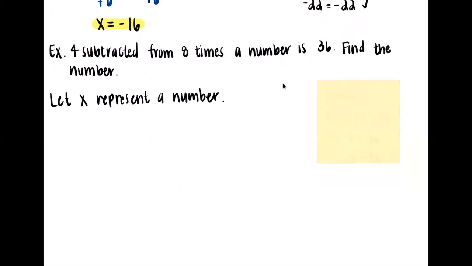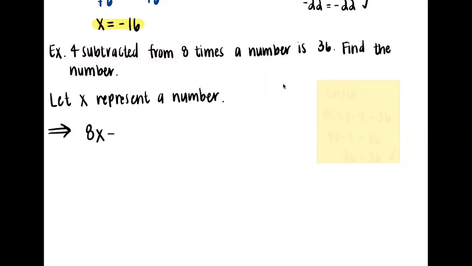So let's see what we have here. So far, we have 8 times a number. Let's go ahead and look at that first. So what is 8 times a number? Well, times implies which operation? Multiplication. So we know that it's 8 times some number. So 8 times x. And we know that from 8 times a number, 4 is subtracted.